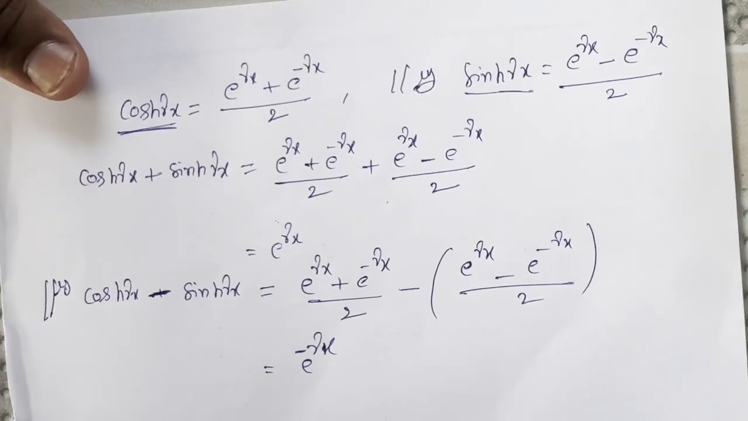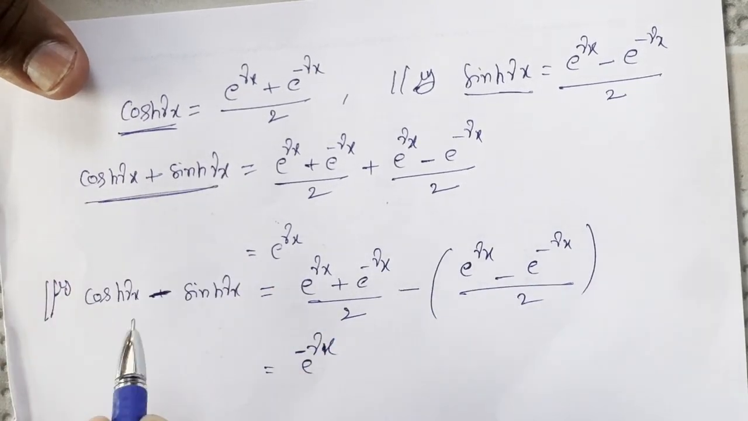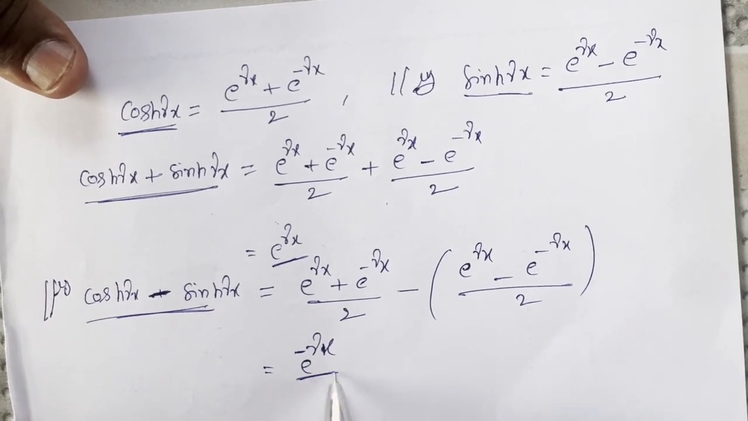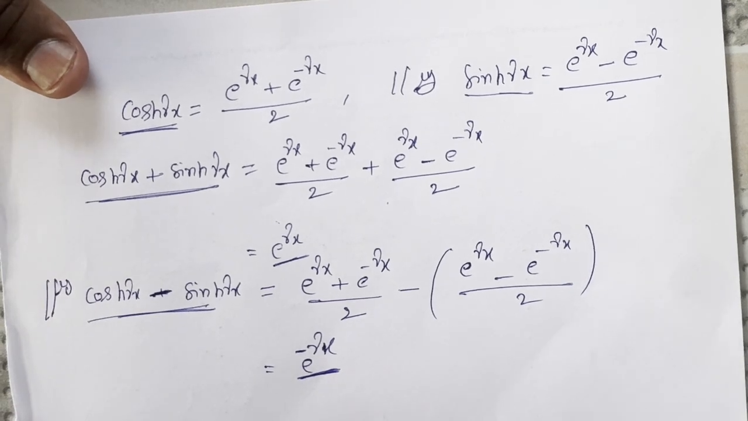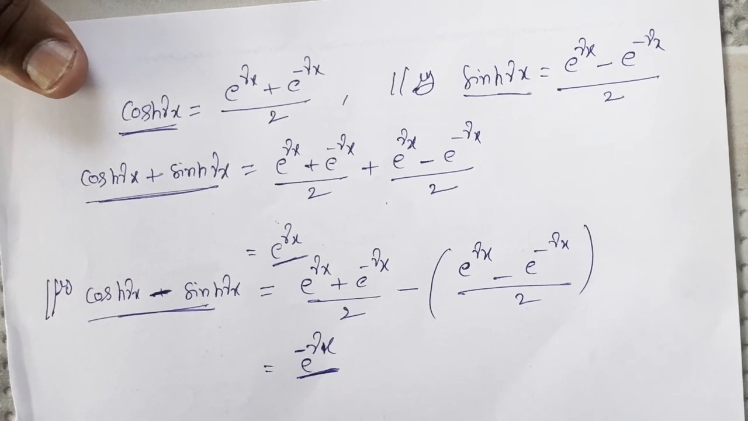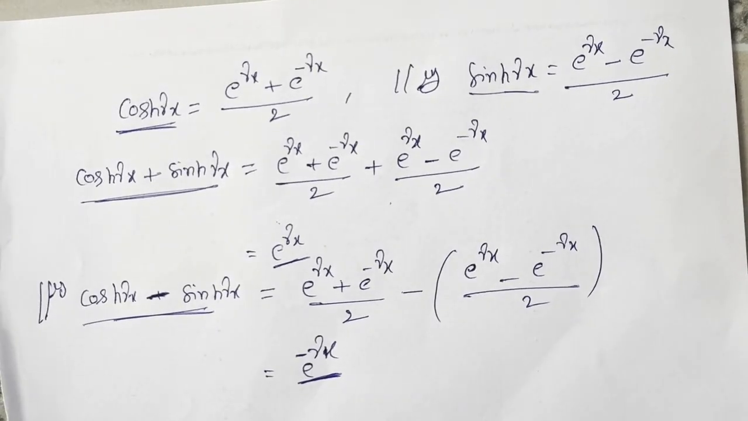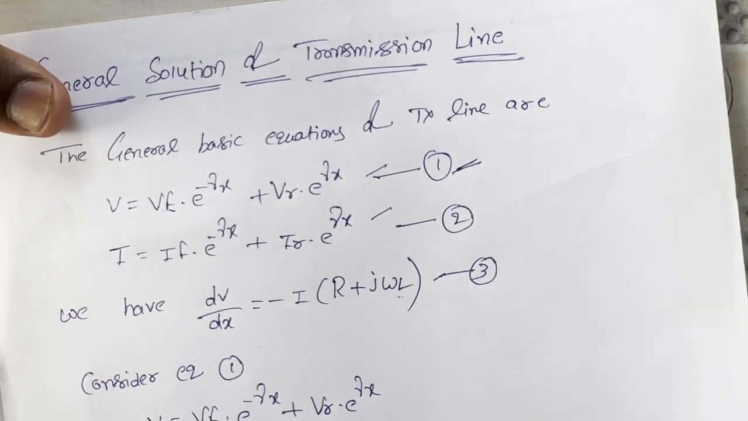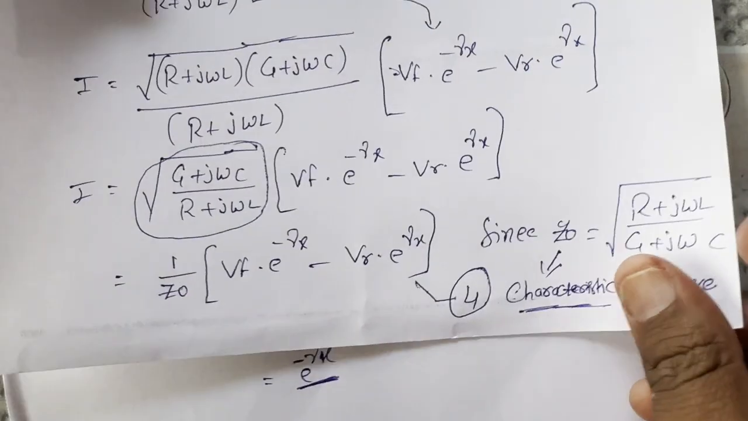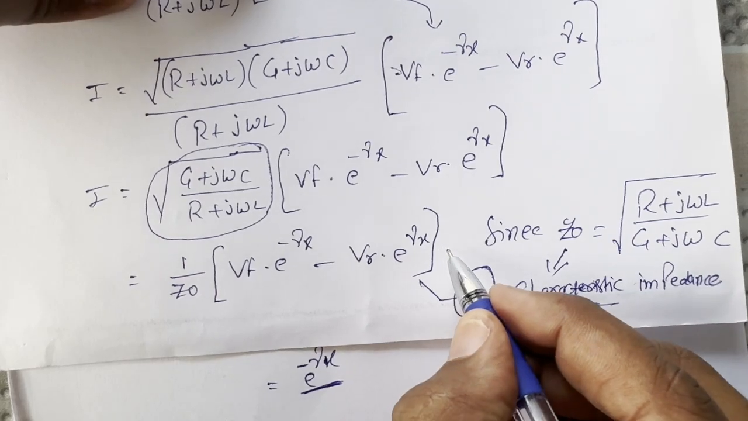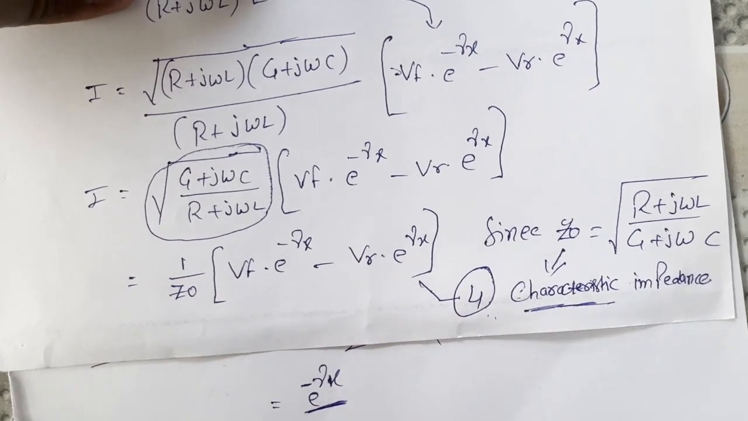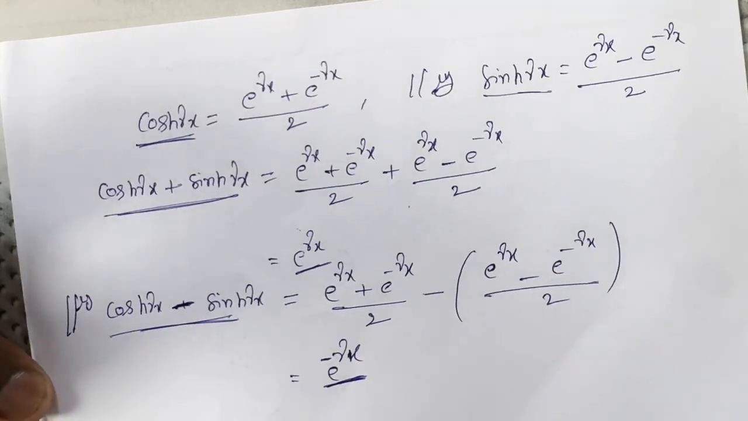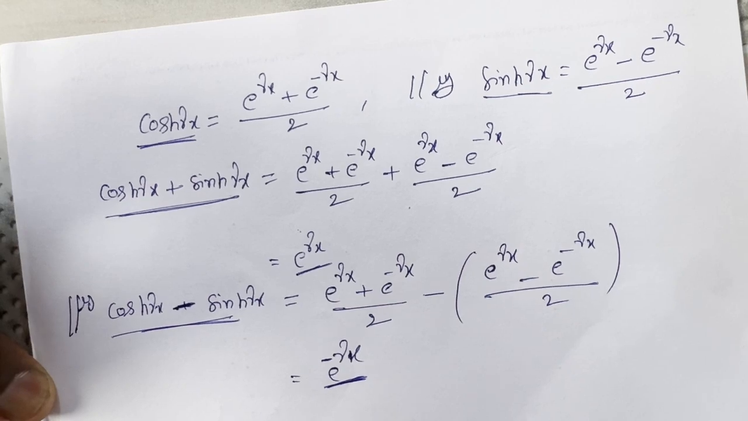Now I am substituting this value and this value instead of e power gamma x and e power minus gamma x in equation number 1 and 4. That is simply, here it is equation number 1. In this equation I am substituting, and at the same time in equation number 4. Now consider equation 1.